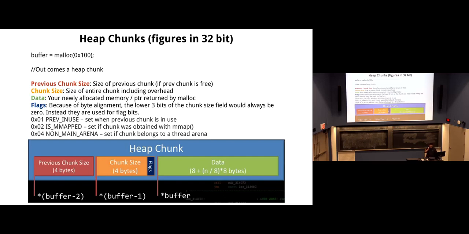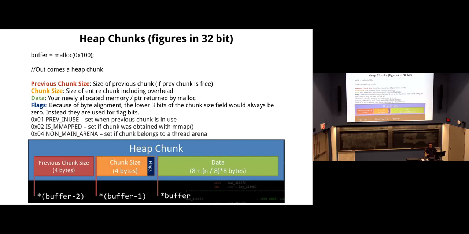For each chunk, it has to be at least 8 bytes because of the metadata here. It should be aligned to 8 bytes, which means for the size part, the last 3 bits don't really matter. So that's why we use the last 3 bits for flags. The flags indicate whether this chunk is in use and how this chunk was created. For example, if this flag is 1, it means this chunk is in use. Otherwise, this chunk is not used. If this flag is 2, it means this chunk was actually created by the system call mmap, not by malloc.